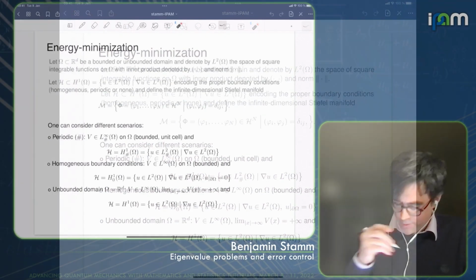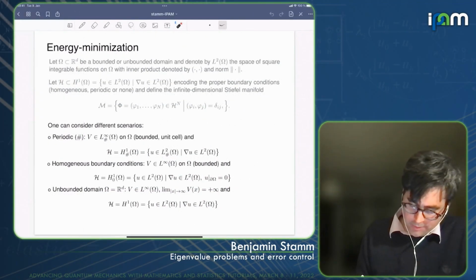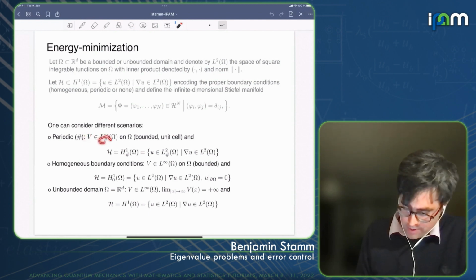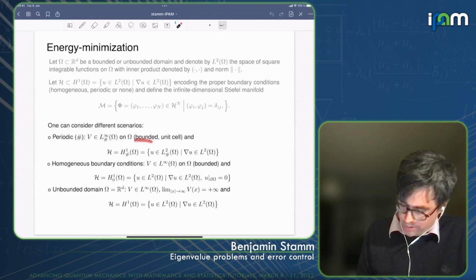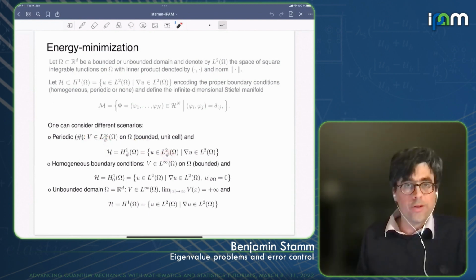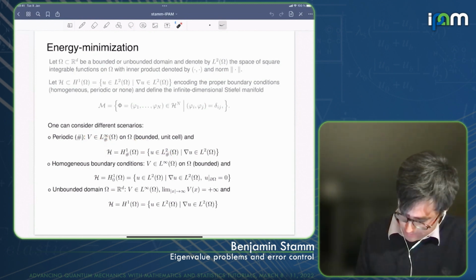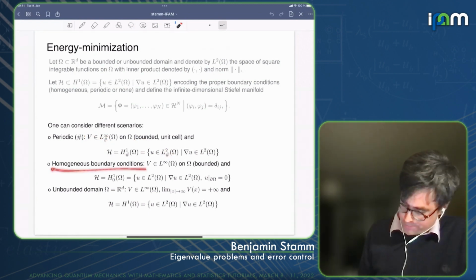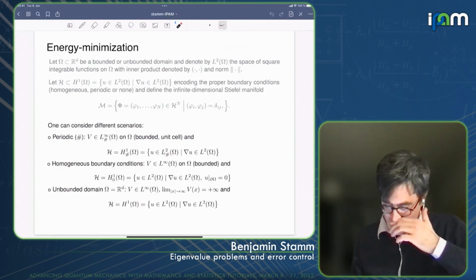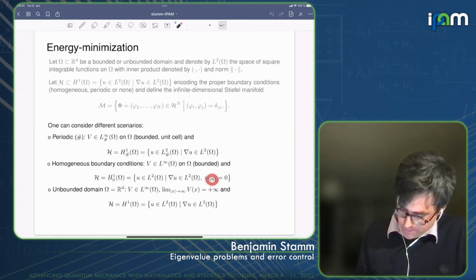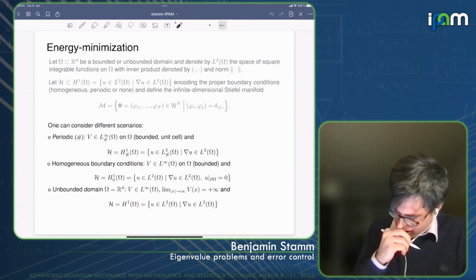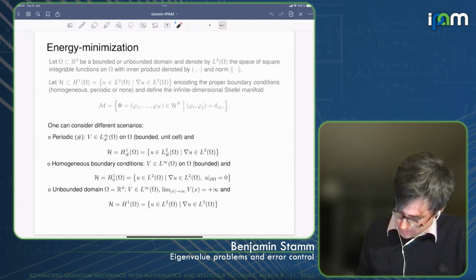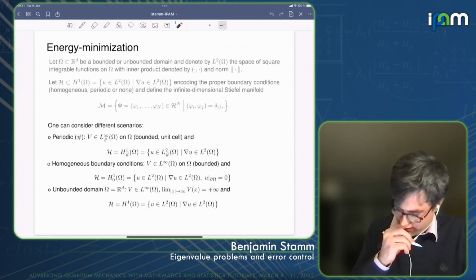So for instance, for periodic cases, you can look at the potentials which are themselves periodic on a bounded unit cell. And then this curly H is the subspace of H1 with periodic boundary conditions, indicated by the symbol here. Or you have simply homogeneous boundary conditions because you truncate your domain at the boundary, or even on the unbounded domain, if you have a potential that goes to 0 as x tends to infinity.